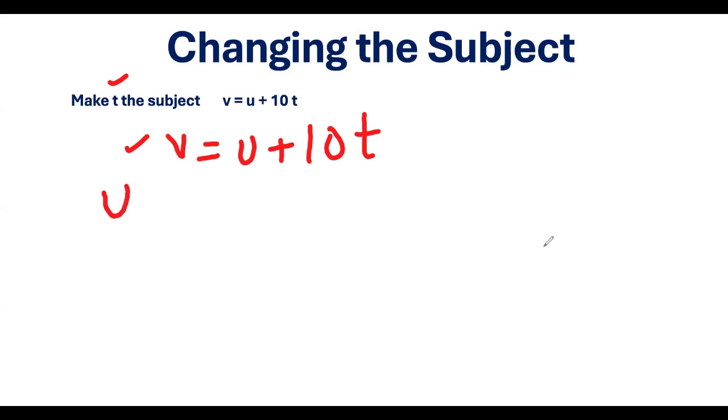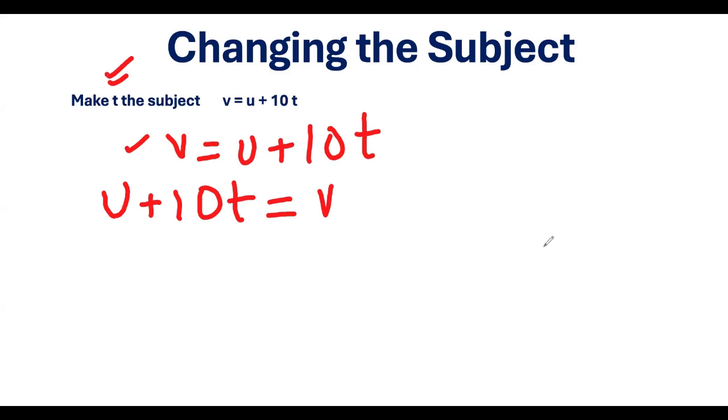Let's start with this. V is equal to u plus tan t. Now V is the subject. The question is make t the subject. So t you have to bring on the left-hand side of the equation. I'm changing the two sides. U plus tan t is equal to V. The left-hand side becomes the right-hand side and the right-hand side becomes the left-hand side now.